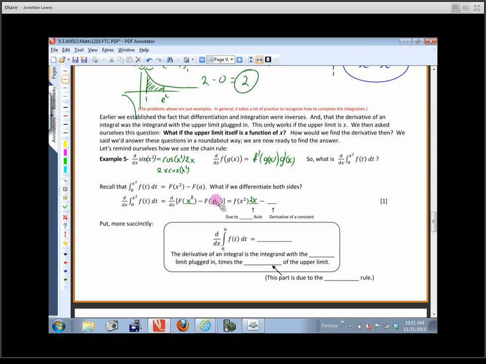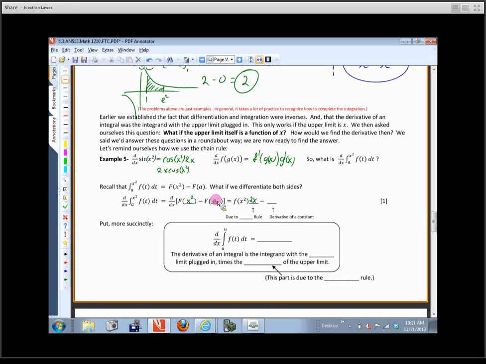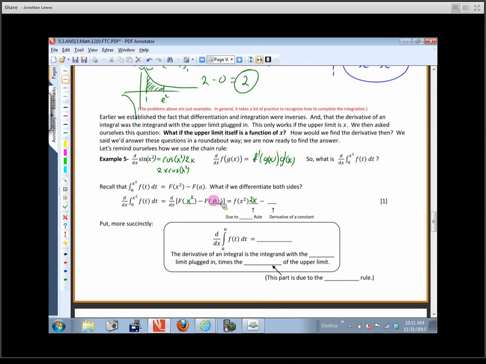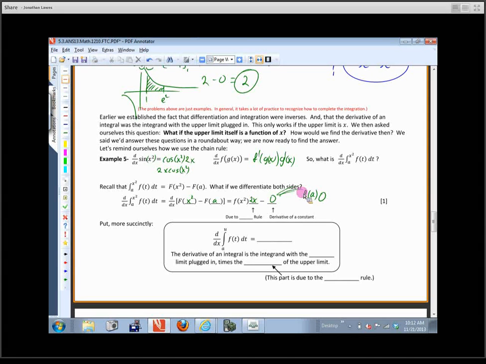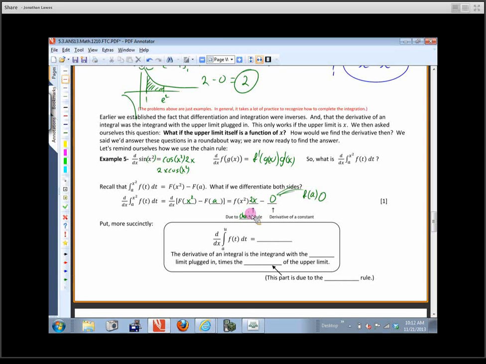And what's the derivative of big F of a? If a is a number, this is just a constant, isn't it? So its derivative would be 0. So derivative of the outside, leave the inside alone, times the derivative of the inside. I suppose if I wanted to, I could do f of a times the derivative of a, which is 0, just for uniformity's sake. But that's still going to give me a 0 right here, isn't it? Okay. But again, this part right here is due to the chain rule. And the reason that's a 0 is because of the constant rule. Okay?